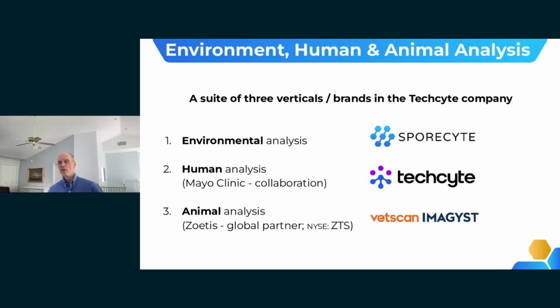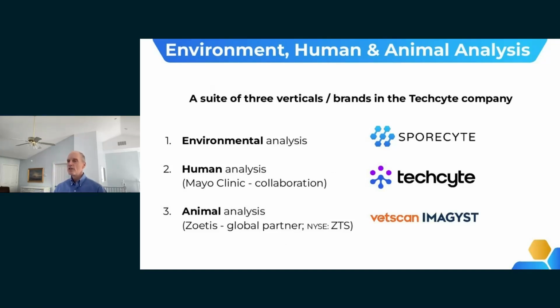Some of you may have heard, and some might not be aware, that we recently signed a deal to collaborate with Mayo Clinic in working and developing human testing. So that's super, super exciting for our company.